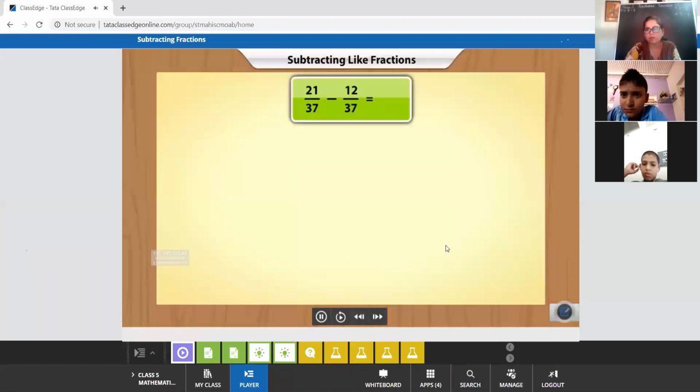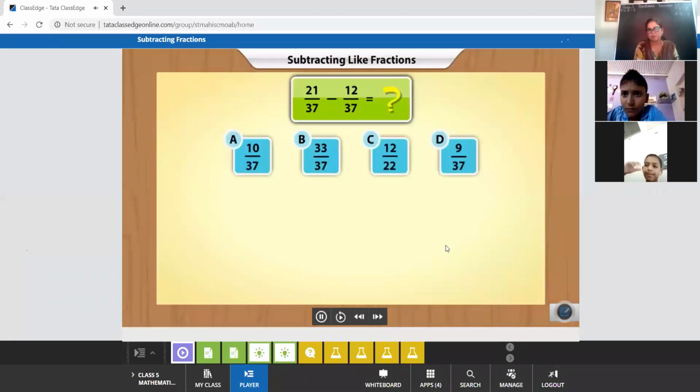Take a look at this problem. We have to again subtract like fractions. Why don't you help Aisha find the answer to this subtraction?